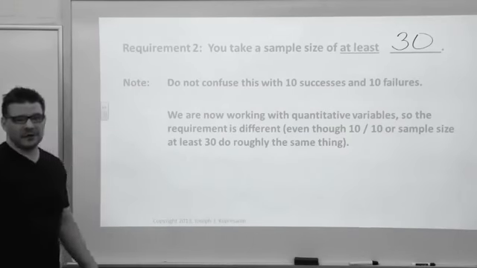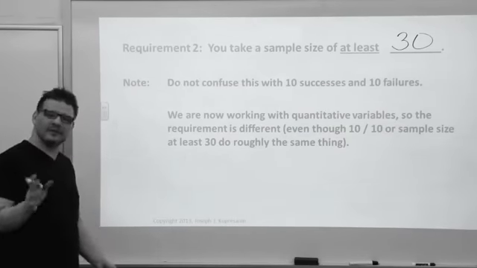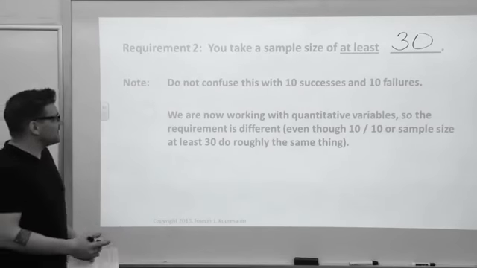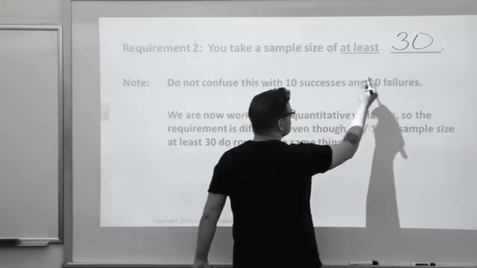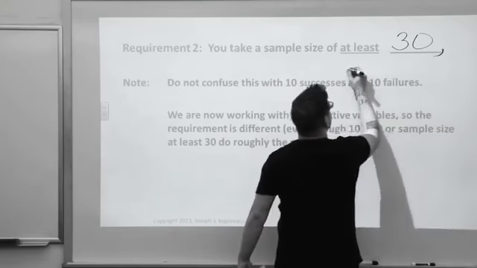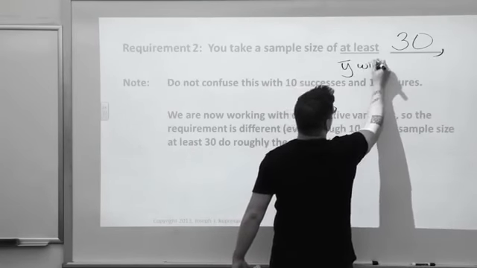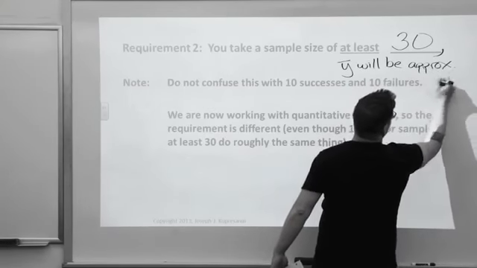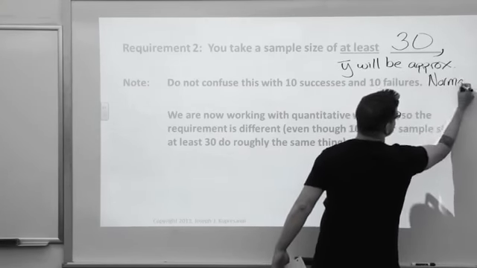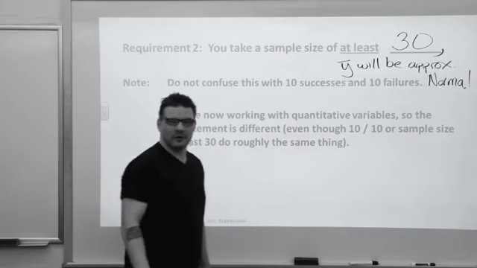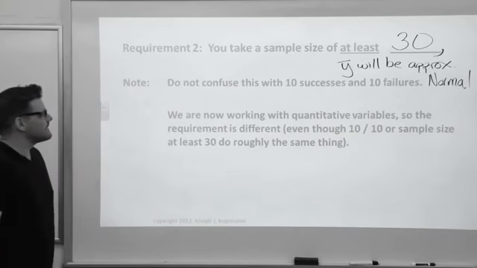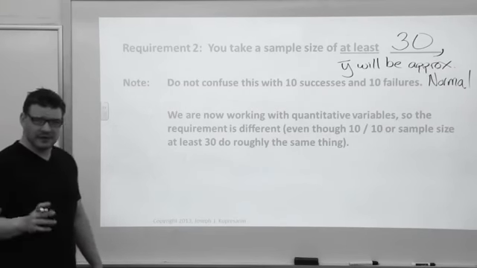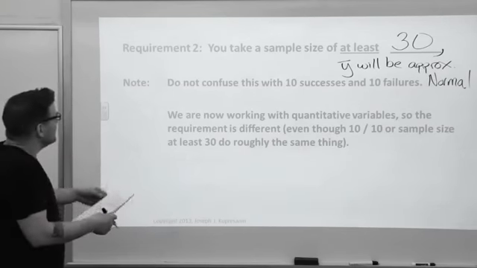Some textbooks give 25 or 20, some give 40. We'll just call it 30. If you take a sample size of at least 30, y bar will be approximately normal. Close enough where it won't matter. We'll show you this in class. We've got some cool simulations we can show you to convince you of this.